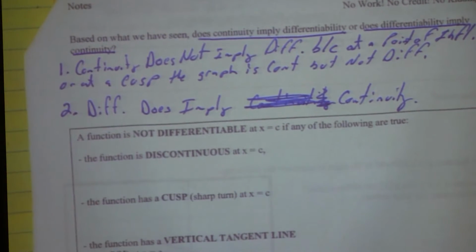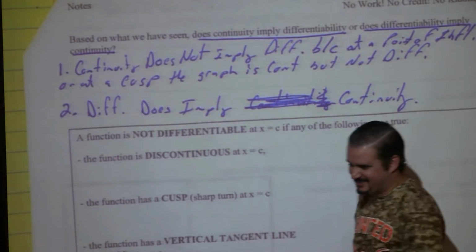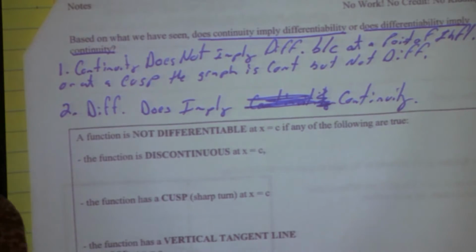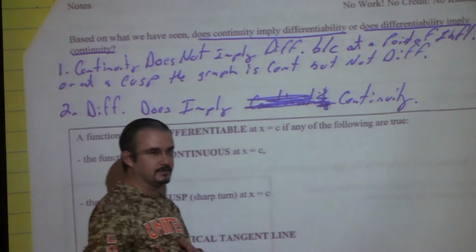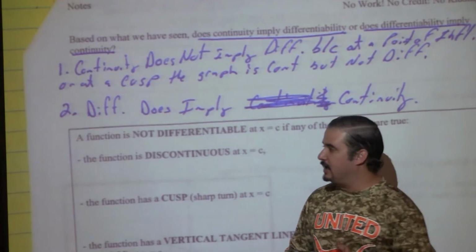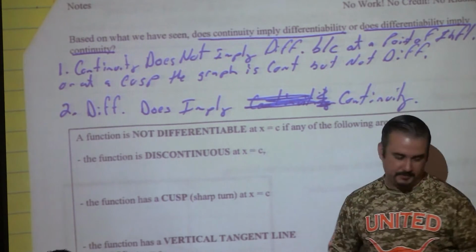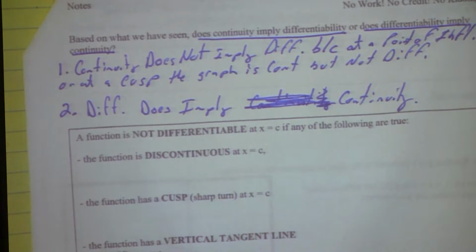Good? Alright, so in order for something to be differentiable, it has to be continuous. Okay? Because there are places where it's not differentiable. Right? We kind of discovered some of those places.